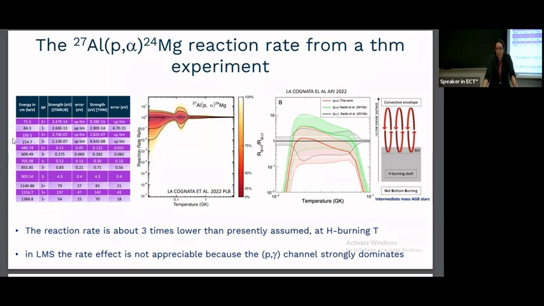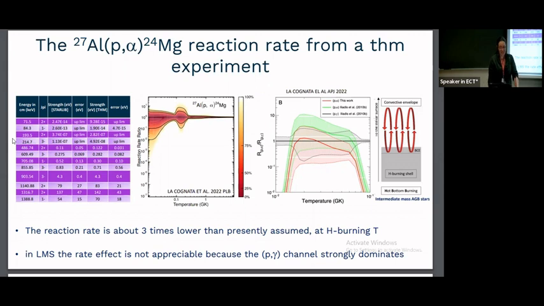In principle, that means, okay, if the rate is smaller, we will save much more aluminum-27. And this becomes a problem for us, because if we have much more aluminum-27, the aluminum-26 over 27 ratio will be smaller. By the way, here is one of the cases where you have a very nice measurement, and when you put it in your stellar code, you obtain almost nothing.